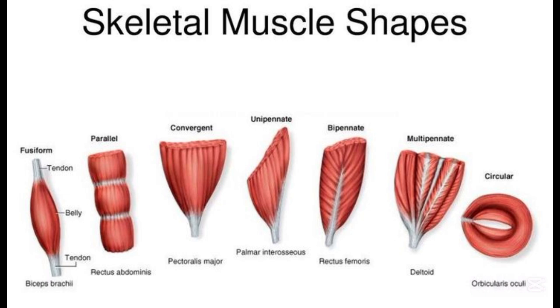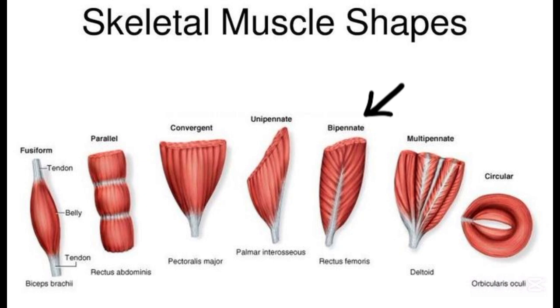The next muscle shape is pinnate. There are three subtypes: unipinnate, bipinnate, and multipinnate. In unipinnate, muscle fibers originate from one side of the tendon. The best example is the palmar interossei muscle. As the name indicates, they are present on the palmar side and between the bones. It helps in grip.